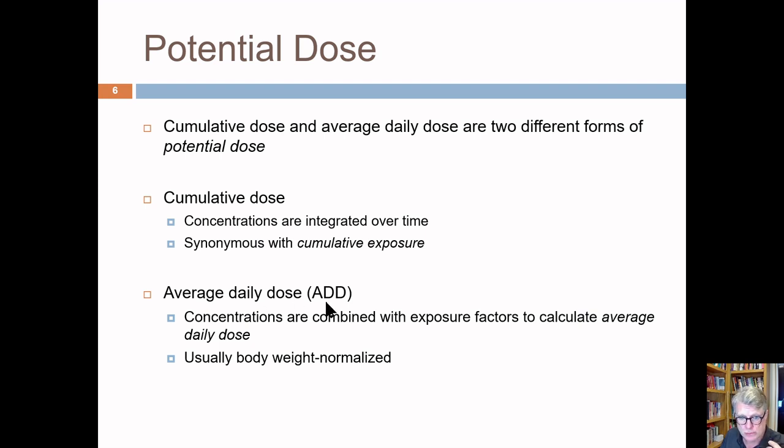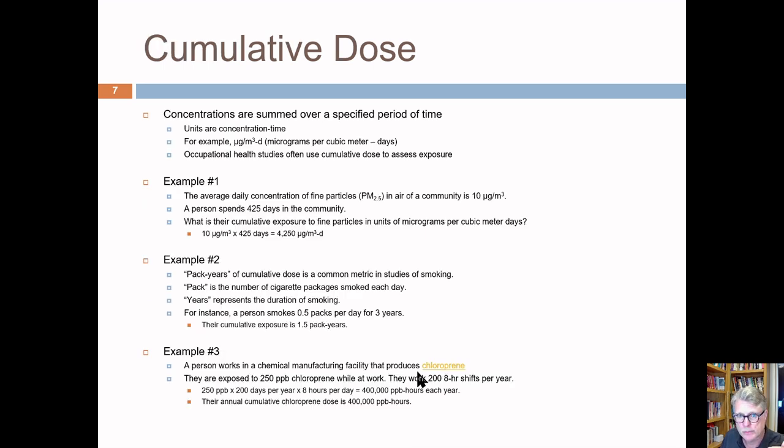Average daily dose, termed ADD, is calculated or determined when exposure concentrations are combined with exposure factors. And these are usually divided through by body weight, so they're body weight normalized. And I'll show you an example of that too. But let's start with cumulative dose.